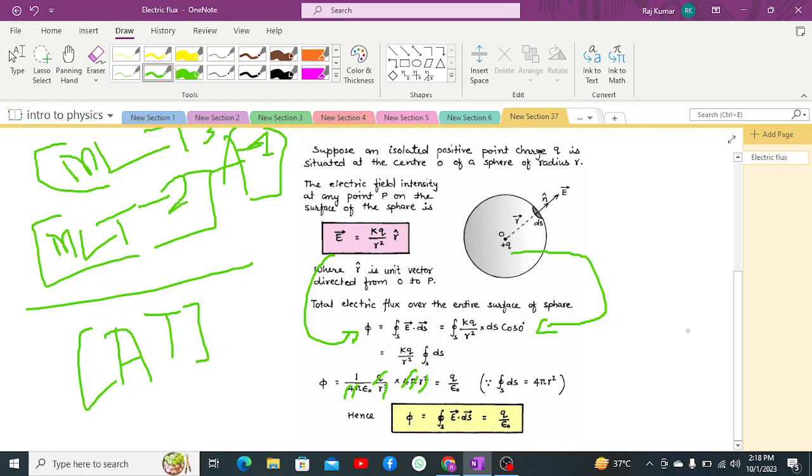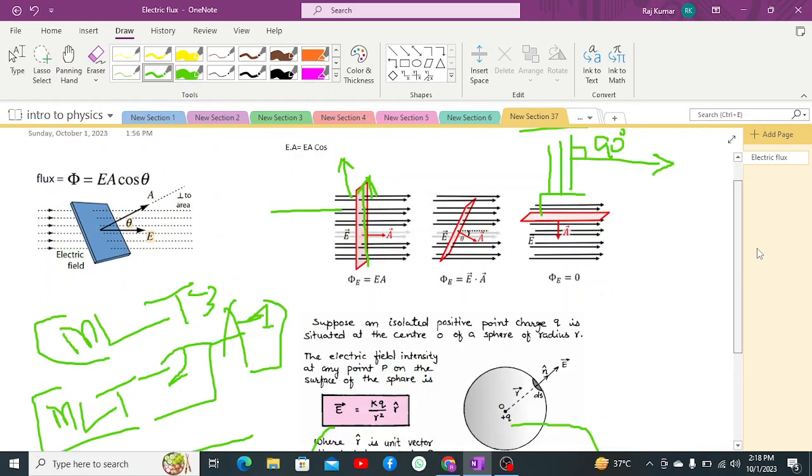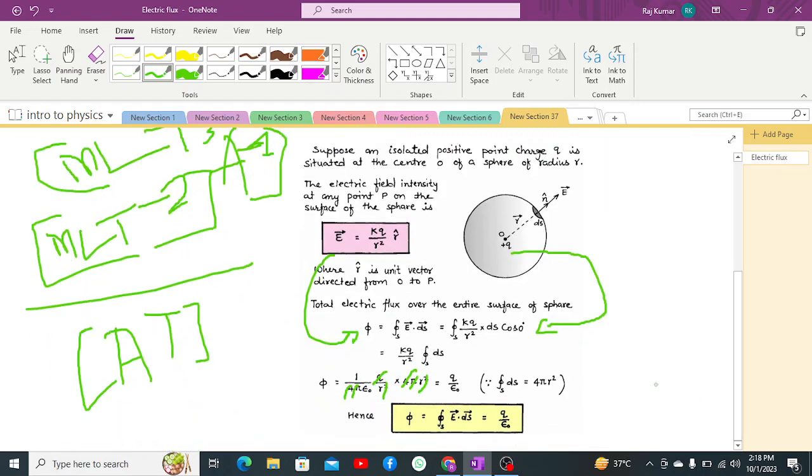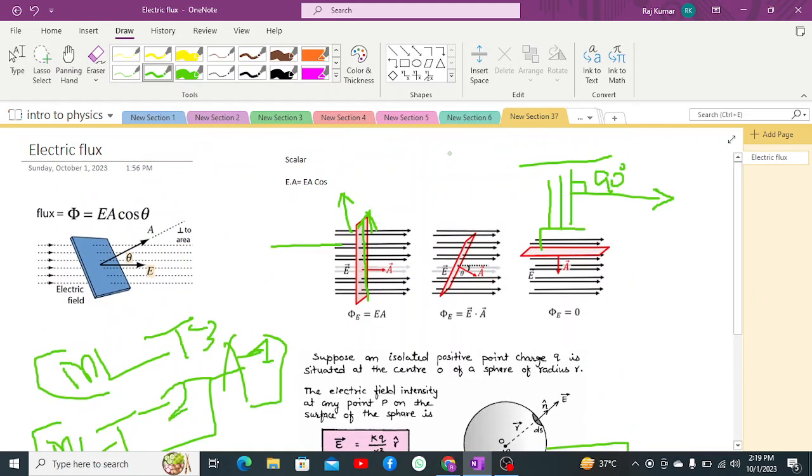This condition was given by the scientist Gauss, and it is known as Gauss law. He described that the electric flux through an enclosed shape is 1 upon epsilon naught times the charge present in that closed shape. Gauss law is applicable to any shape. It need not be a sphere; it can be a rectangle, square, oval, parallelogram, whatever the shape is.